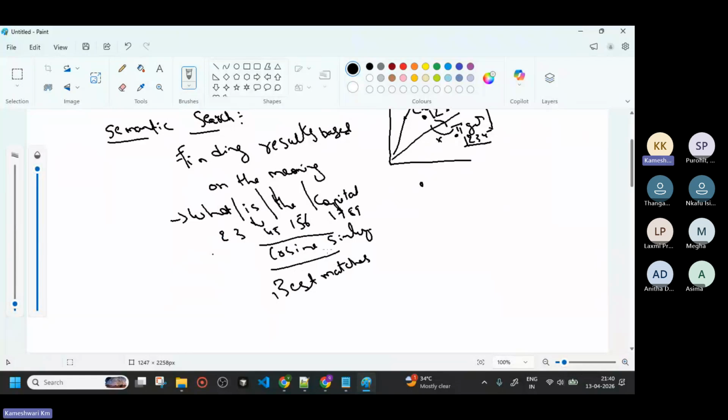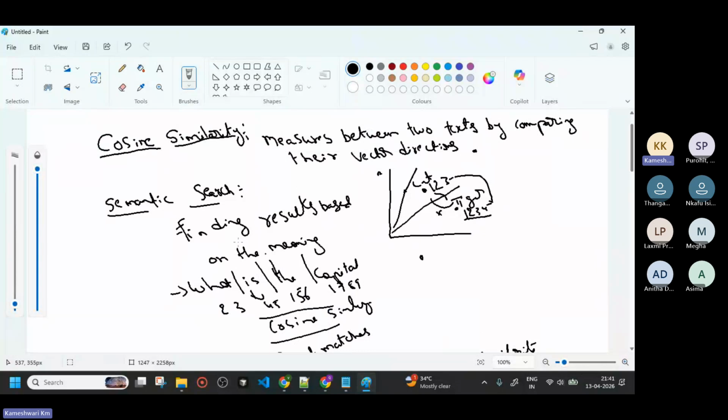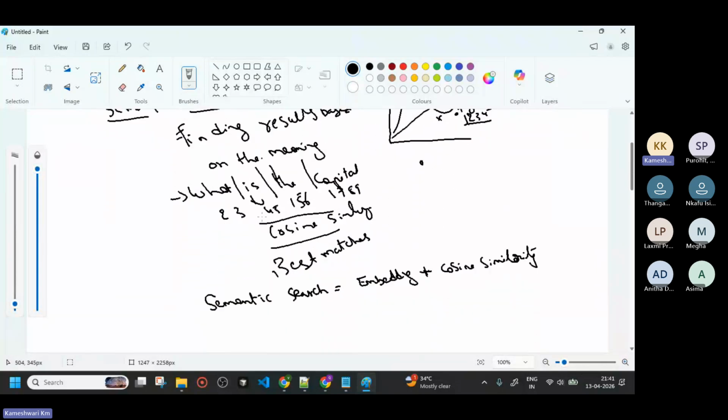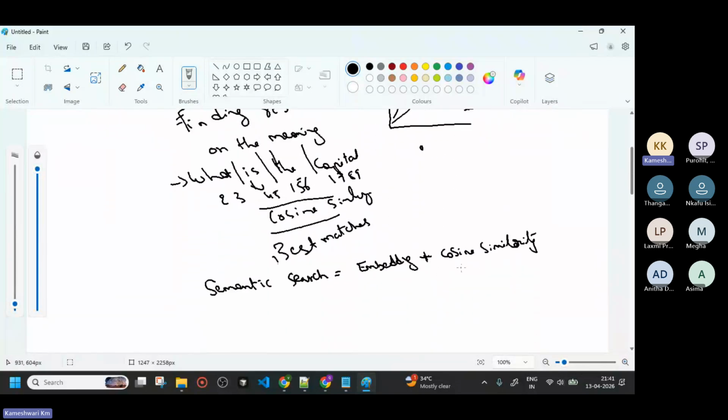So in a simple way, I can say that semantic search equals embeddings plus cosine similarity. This combination of embeddings plus cosine similarity will give more accurate results.